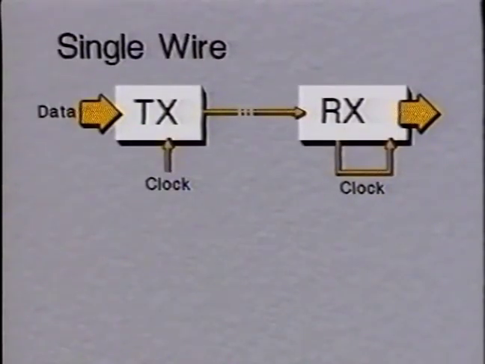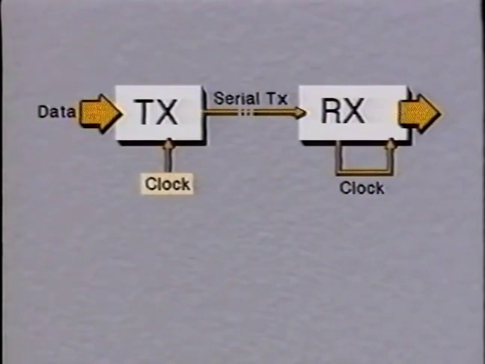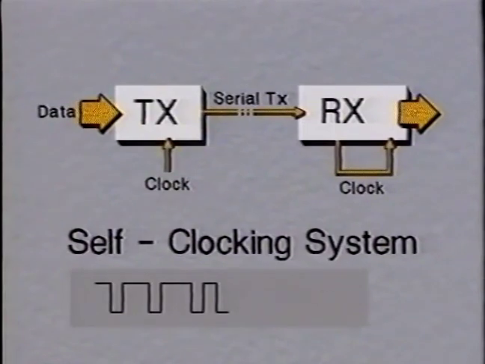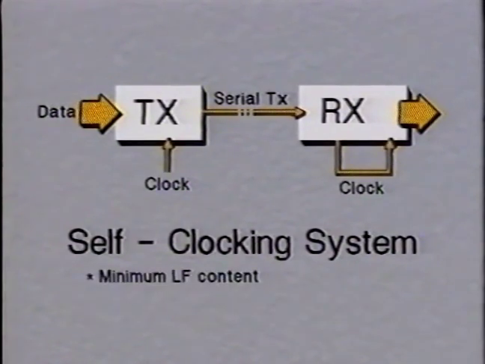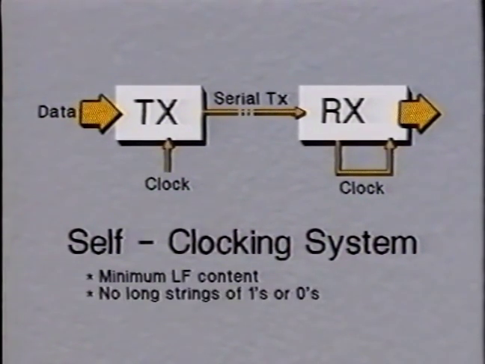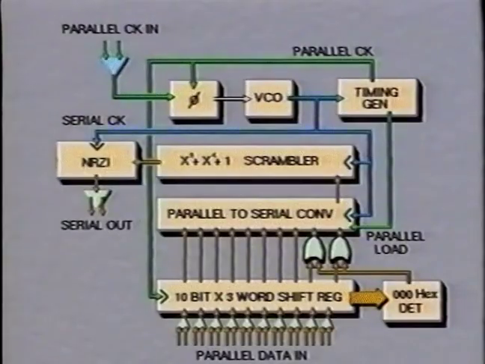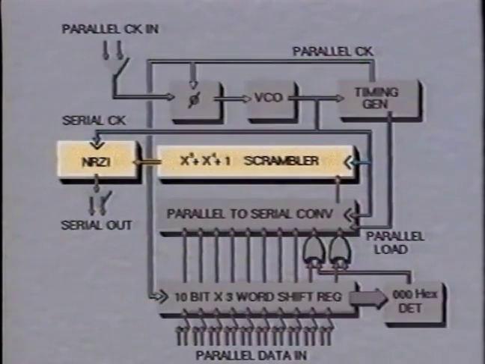However, a single wire system needs to have the clock information embedded in the data stream in a way that can be easily detected and regenerated at the far end, even if the signal has undergone polarity change. This is called a self-clocking system and normally needs transitions to be detected, not levels. It should have minimal LF content with the avoidance of long runs of ones or zeros. To achieve this, two processes are applied to the basic NRZ signal. They are scrambling and inversion.